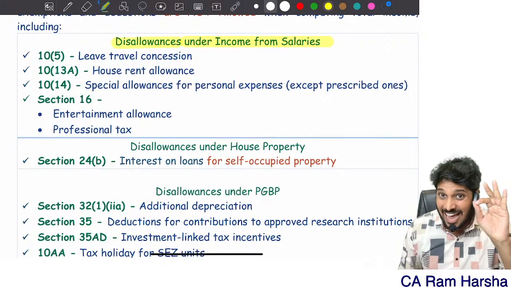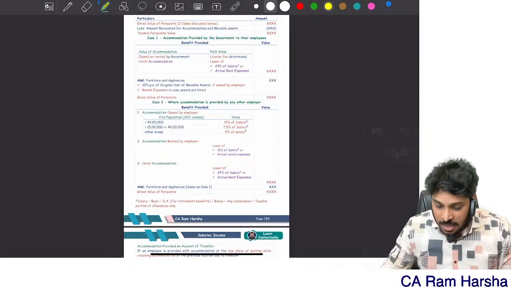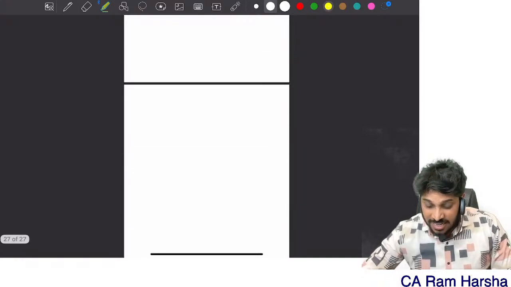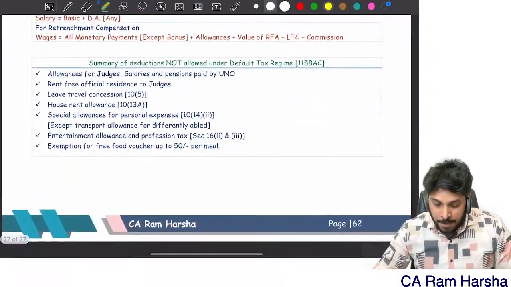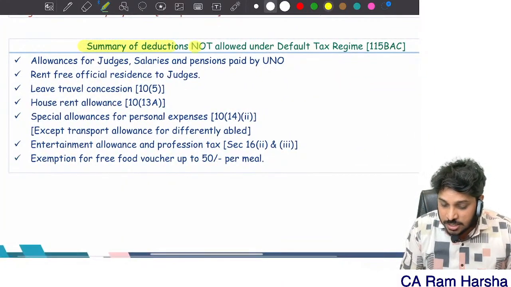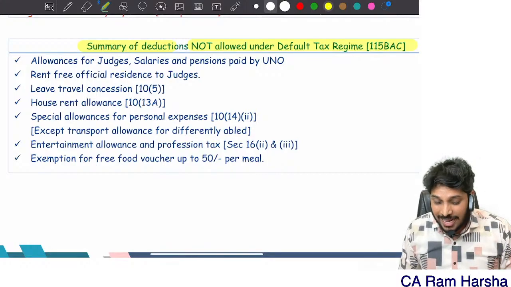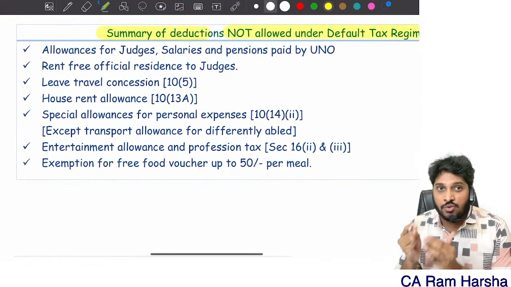What you will not get? Disallowances under the head salaries. What you will not get in salaries? In my salaries chapter, I have given a clear-cut detailed summary of deductions that are not allowed under default tax regime.